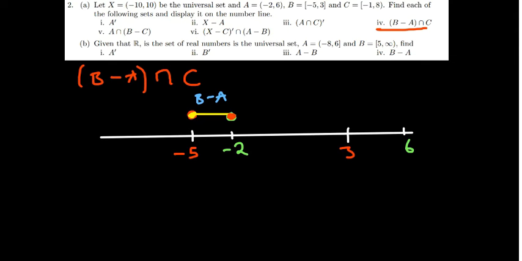Now we have B minus A. We need to find an intersection with C. Now C, according to the question, says it's from negative 1. Negative 1 is somewhere here, all the way up to 8. Okay, let me just put 8 there. This is where we have 8.